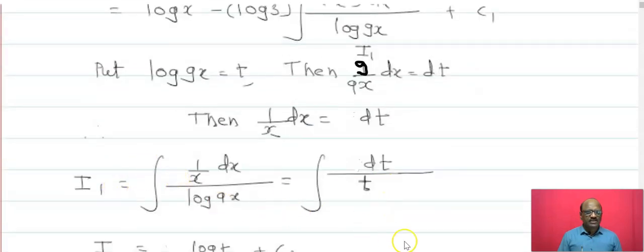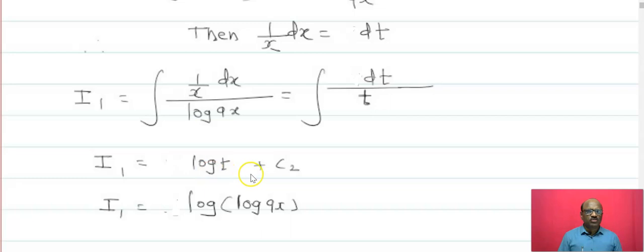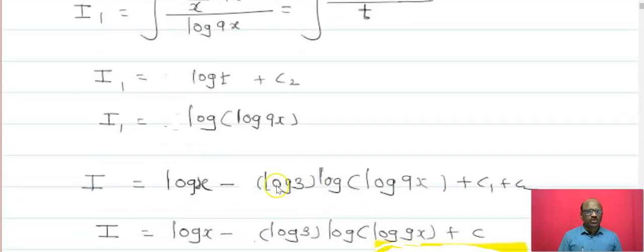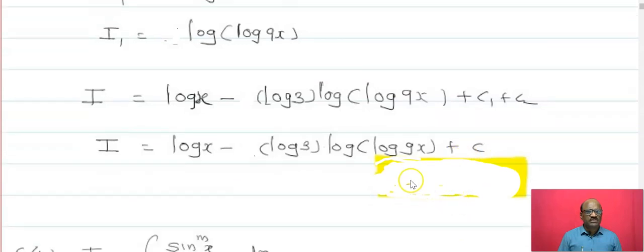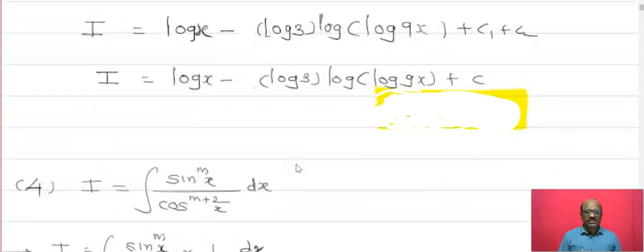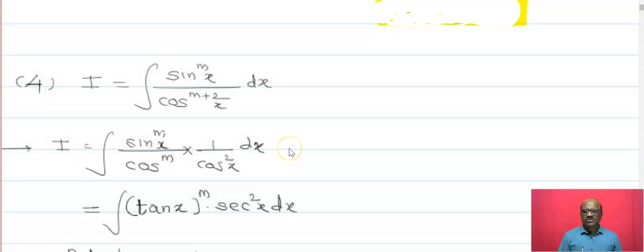Therefore, I1 is equal to the integral of 1 upon x into dx, that is the integral of dt upon t, and its integral is log of t plus c2. And overall, here we substitute its value. That is I is equal to log of x minus log of 3 log of 9x plus c1 plus c2. And overall c1 plus c2 is a constant. And in this way, we have completed multiple choice question number 3.